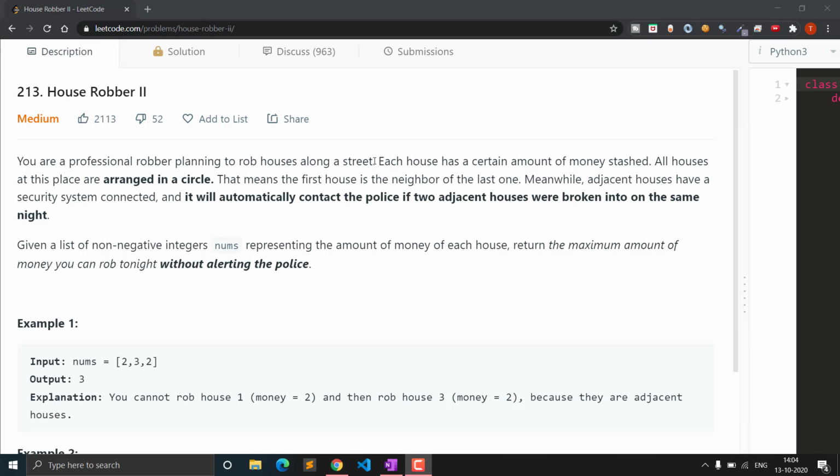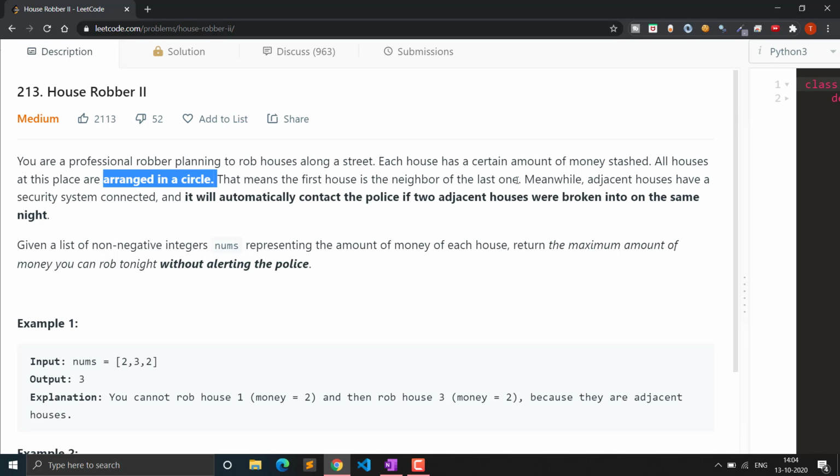You are a professional robber planning to rob houses along a street. Each house has a certain amount of money stashed. All houses at this place are arranged in a circle. So here is the difference from House Robber 1. In House Robber 1 it was the same condition: all the houses have some money and we have to rob them and make the maximum profit. But now they are arranged in a circular manner. In the previous one it was not in a circular manner.